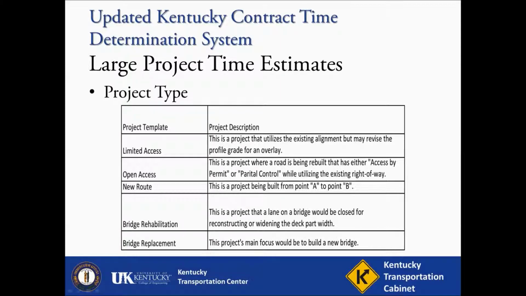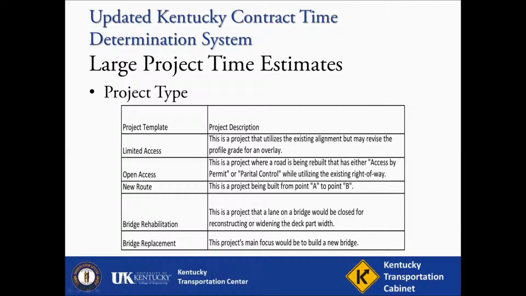To reiterate, the most important part of this process is selecting the correct project type. Guidance for that is seen here. There are 5 project types. Limited access is for projects essentially using existing alignment but perhaps with minor changes to profile with an overlay.